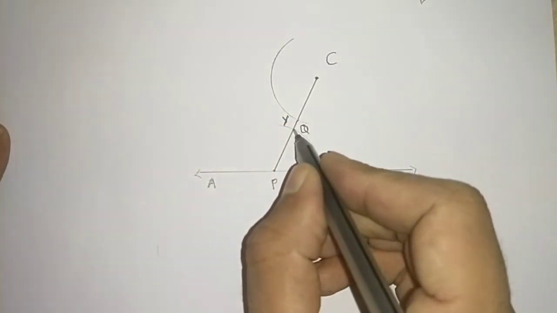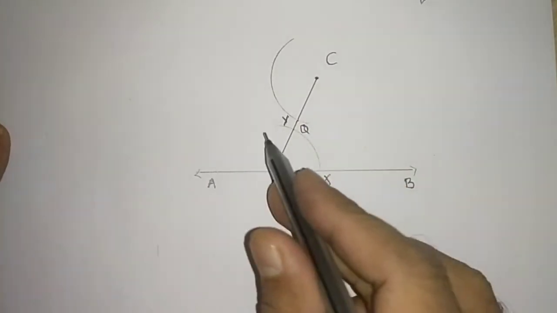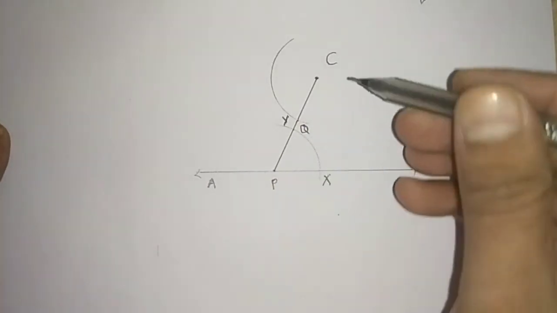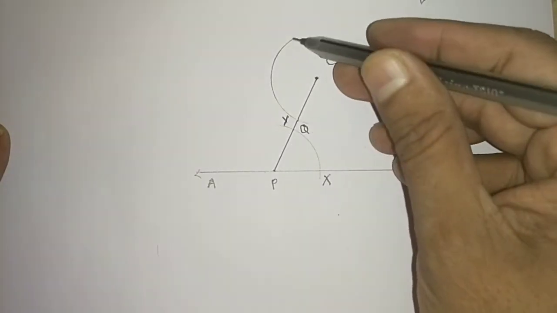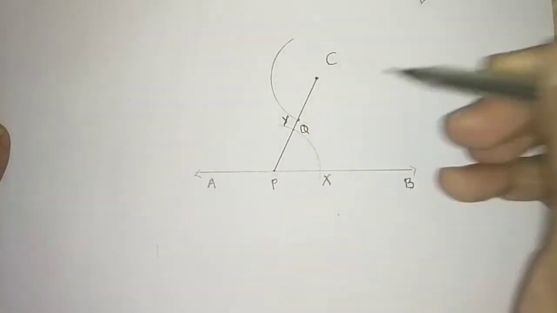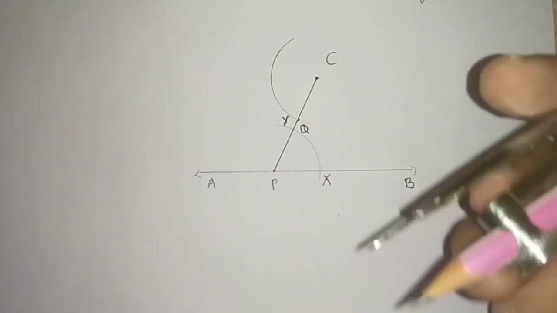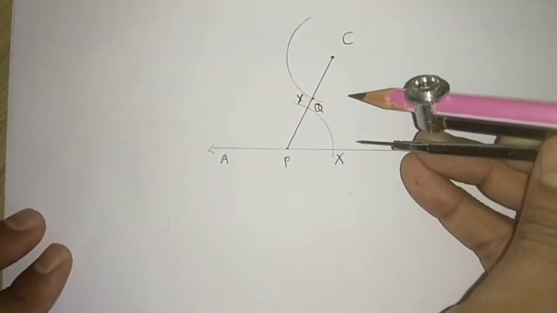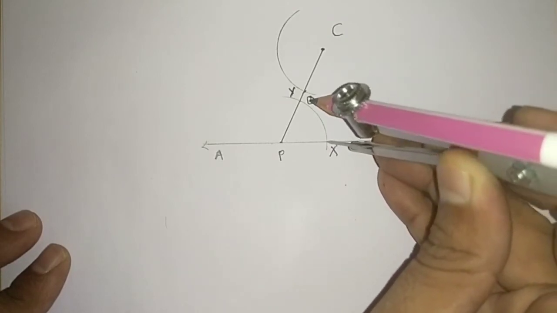This is our Y point. Taking the same measurement with which we have drawn this arc, you will put the needle on C and cut another arc which cuts PC at Q. Hope you are understanding. Now put the needle on X, this point of intersection on AB.